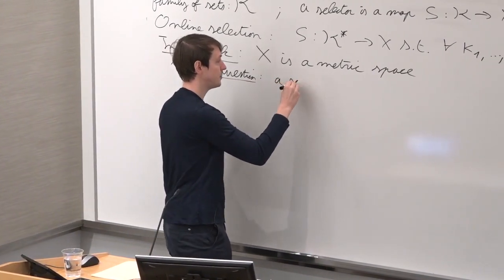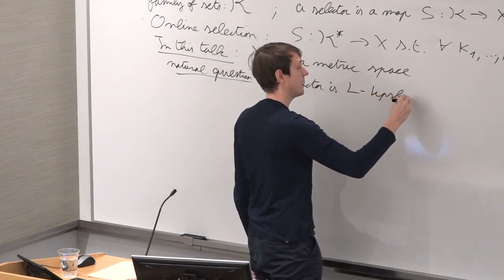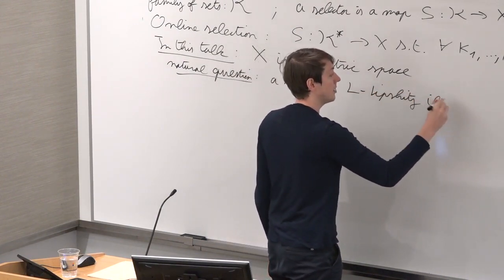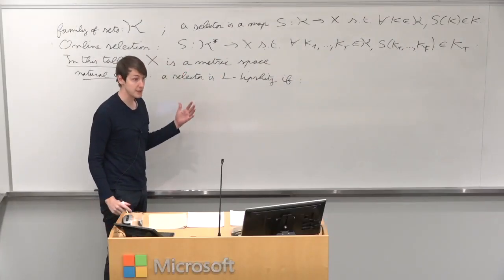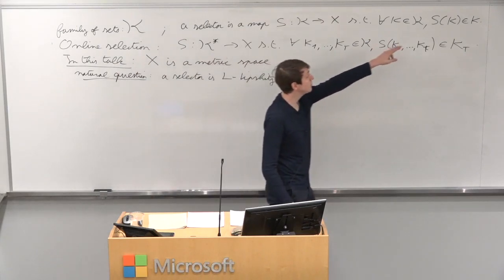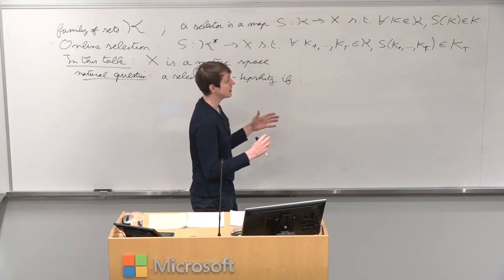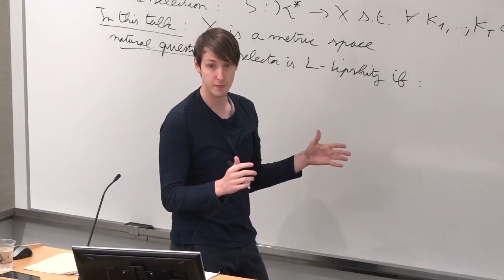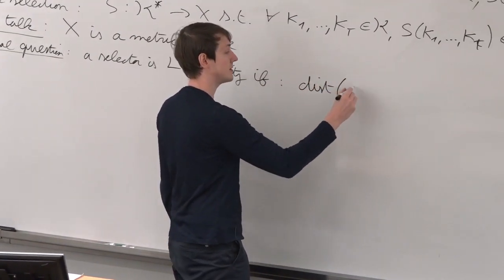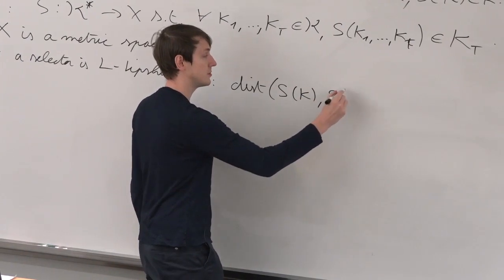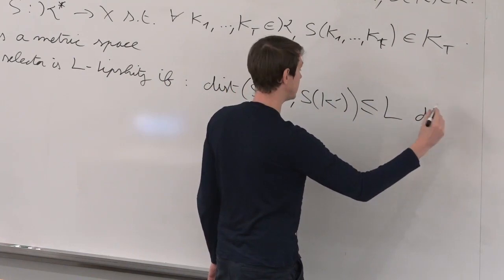A selector is, let's say, L Lipschitz if the following holds. Now the notion of niceness is going to be a notion of robustness, of stability. Namely, if you input two sets which are just slightly different, which are not too different from each other, then you would like the selector to output two elements which are not too different. So it's L Lipschitz if the distance between the element that you select on K and the element that you select on K prime is smaller than L times some notion of distance between K and K prime.